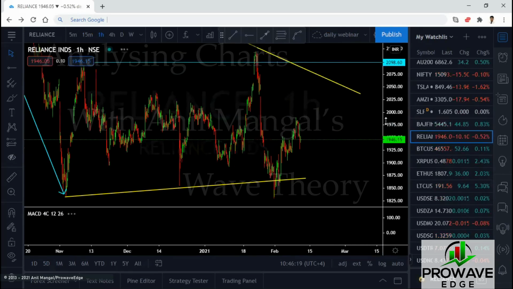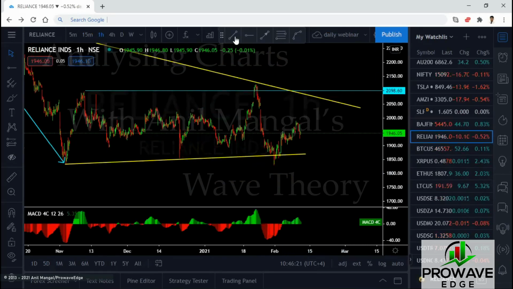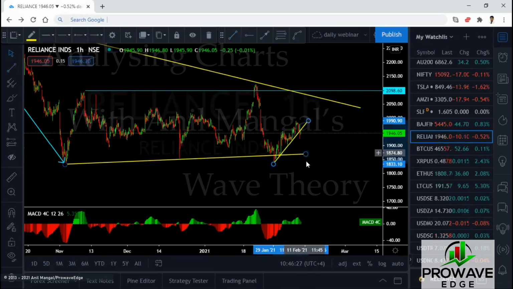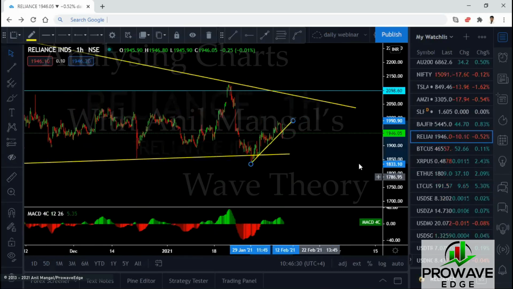Reliance. Okay, you might finally get the drop. And if you get the drop, look for sell setups. If you get a drop, look for sell setups.